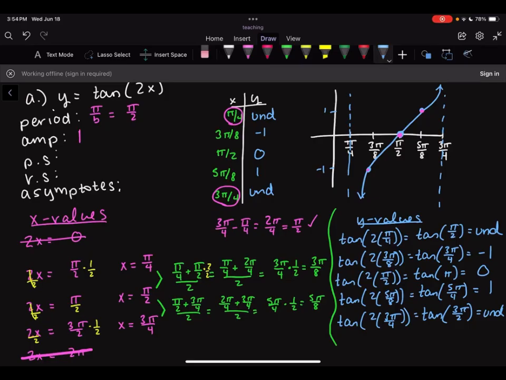My phase shift is C over B. So in this case, I do not have a C, so it's just going to be 0. This one's always a little weird because that would have been this point right here for the phase shift. So it's fine that we started at pi over 4. It's because there is actually a point up here, and that would have been 0. My vertical shift, I have none because I have no D value.